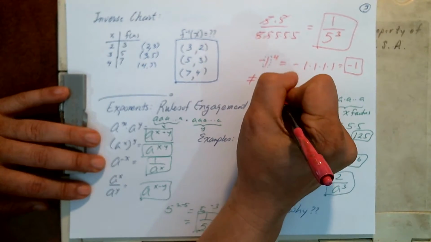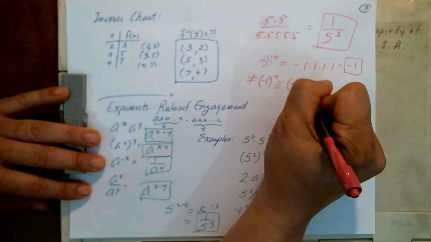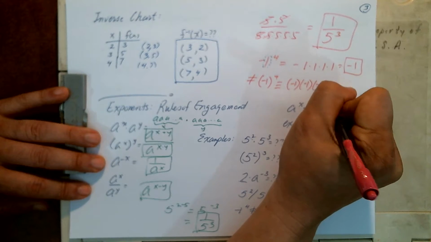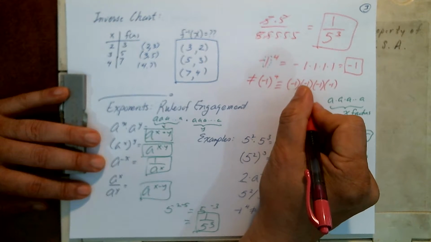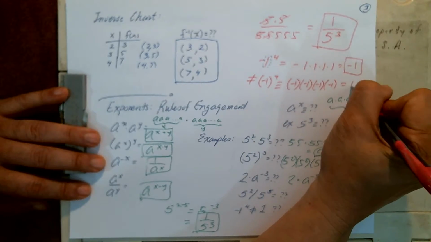This does not equal negative 1 to the 4th, which by definition means negative 1 times negative 1 times negative 1 times negative 1. Negative times negative is positive. So you end up with just positive 1.